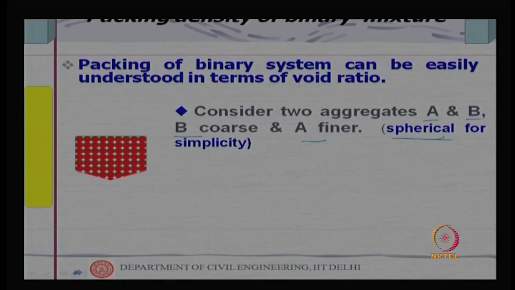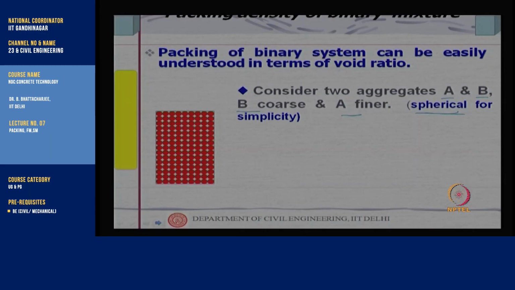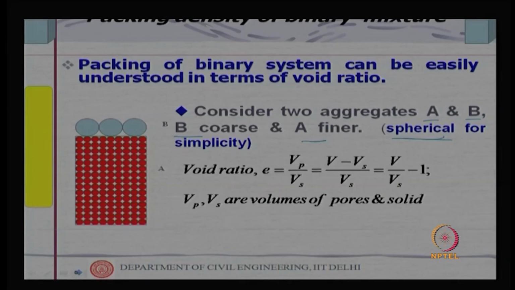So, it will be something like this. Supposing you have got all fine materials, this is, let us say, A and this is B. So, if you add small amount of B to A, right, this is A and this is B, total volume will increase. Total volume will increase by this quantity. I have just put them inside and I can find out how the void ratio would change.